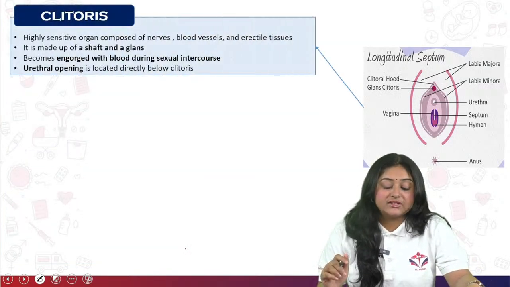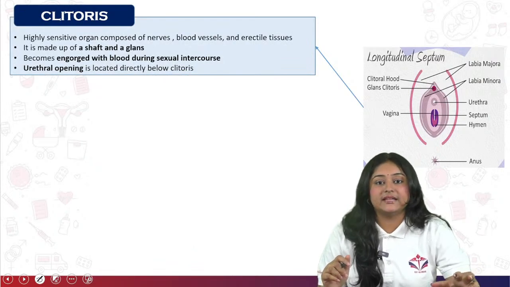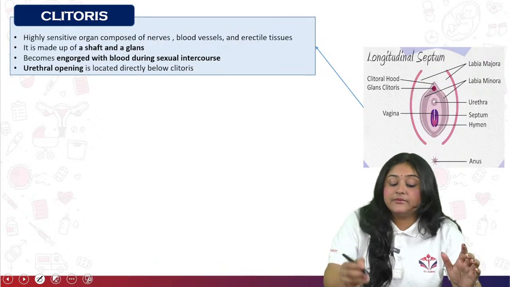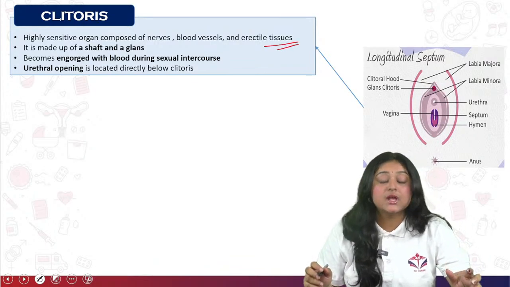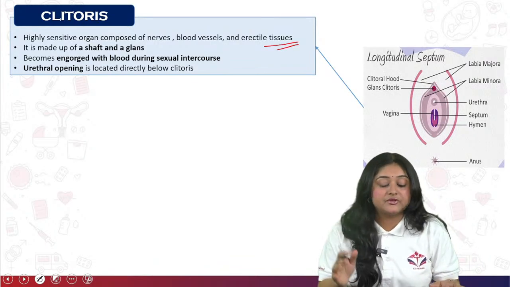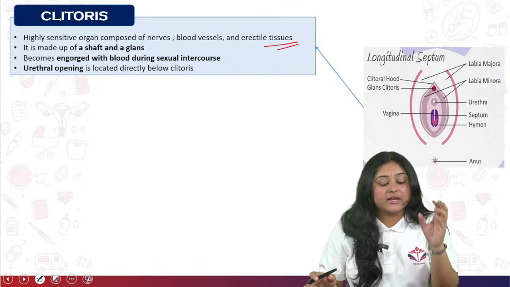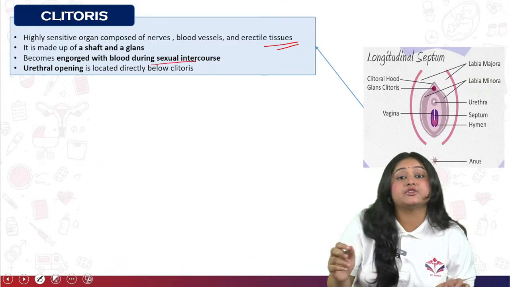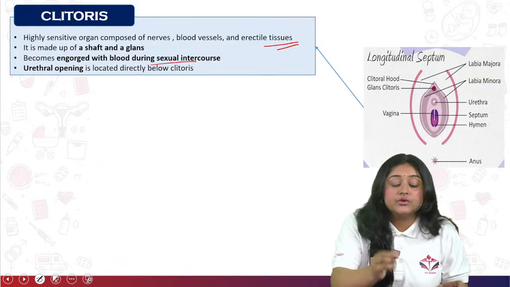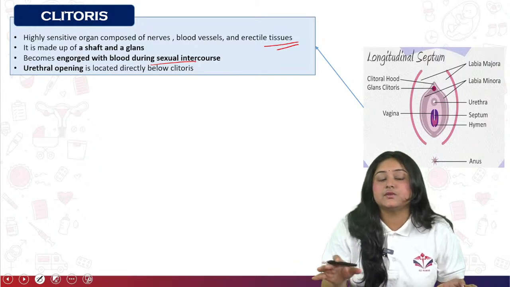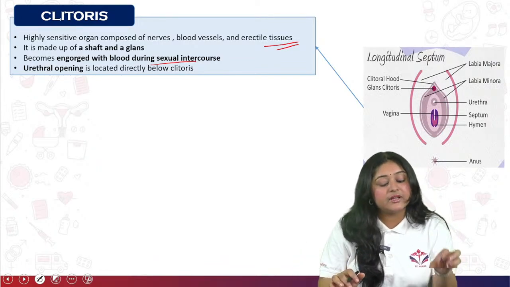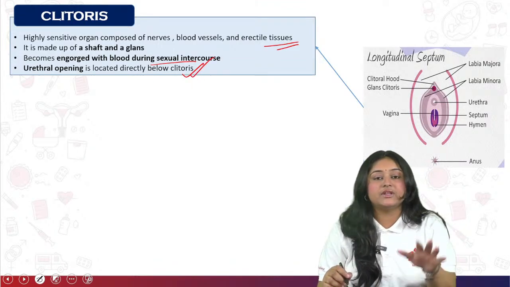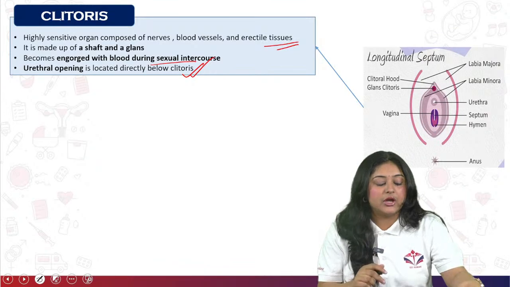Now come to the next, that is the clitoris. The clitoris is a highly sensitive organ which is composed of nerves, blood vessels and erectile tissues. Okay, so it is made up of the shaft as well as the glans. It becomes very engorged with blood during sexual intercourse. So that's why through the clitoris the sexual trigger will come in the female body, and the urethral opening is located directly below the clitoris. So this is a brief description of the clitoris.